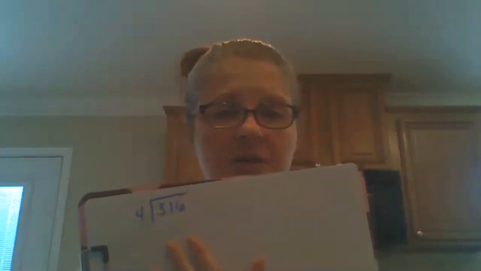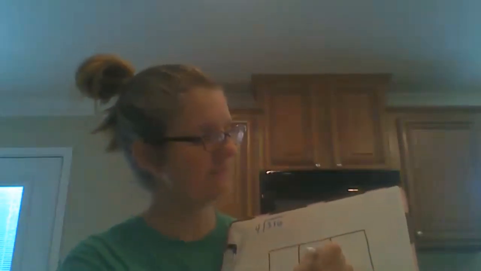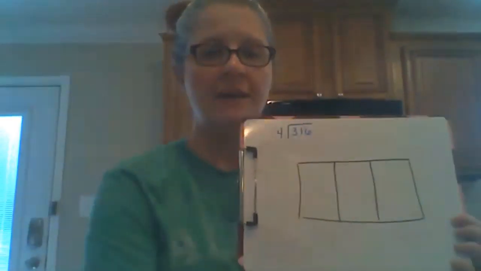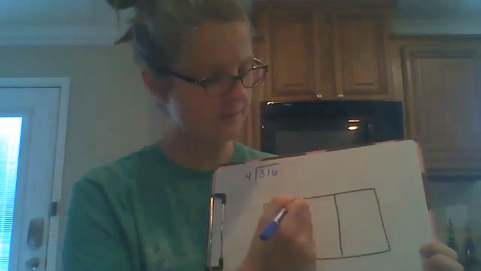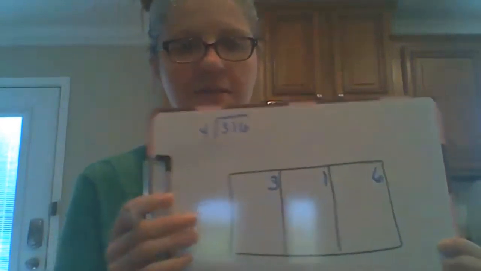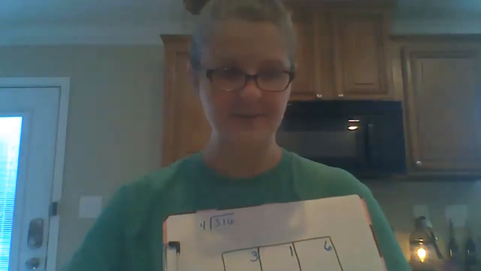dividend, 316, is a 3-digit number. So my box is going to have 3 sections. Okay. Let me adjust so you can see that. There we go. So my box is going to have 3 sections, and I'm going to put the number 316 like this, and 4 is going to go on the outside.